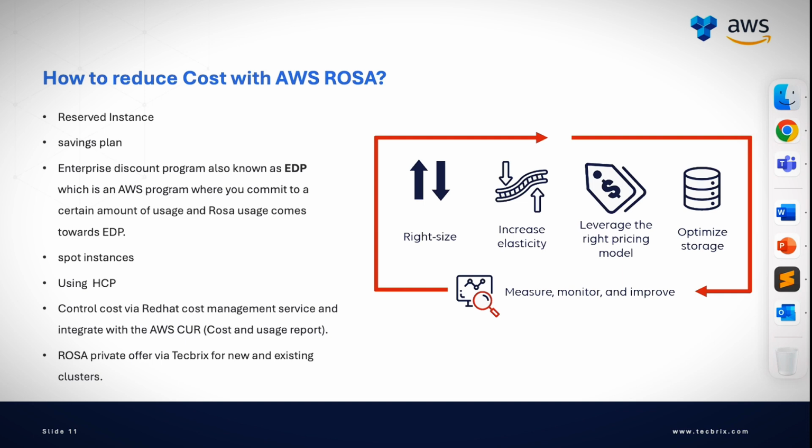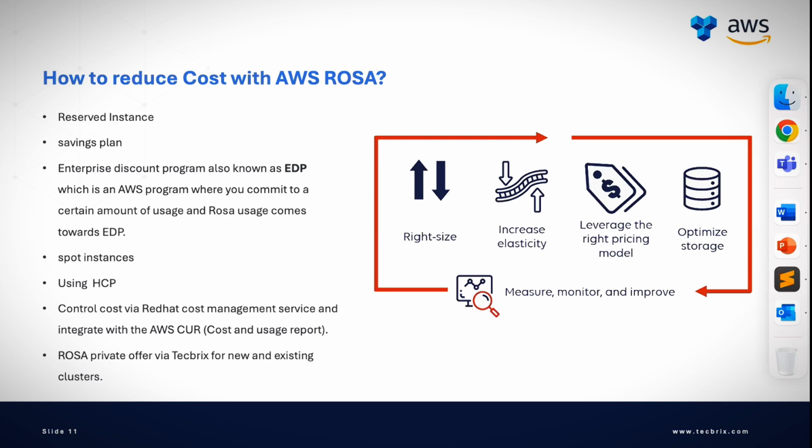And also with the help of TecBrix, we have a strong partnership with AWS, where we are offering AWS private offers. Private offers are very tricky and key, and very few companies are doing them across multiple regions. So we are one of them. How will that work?